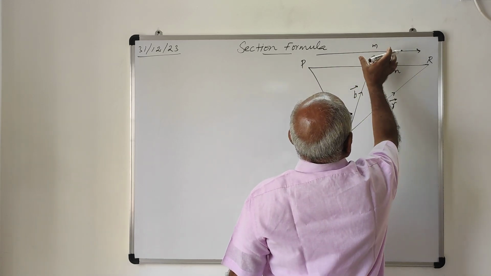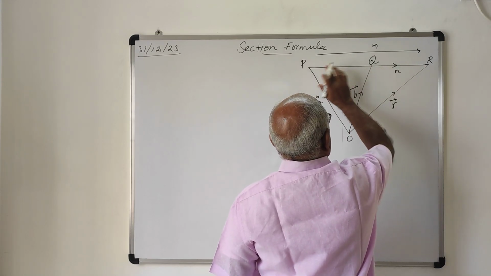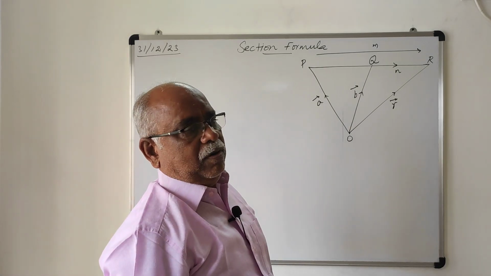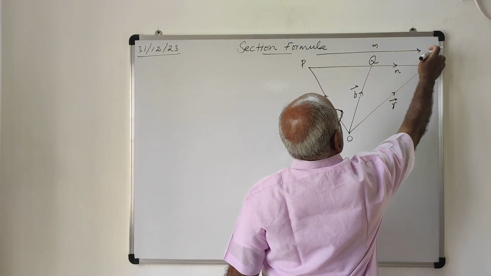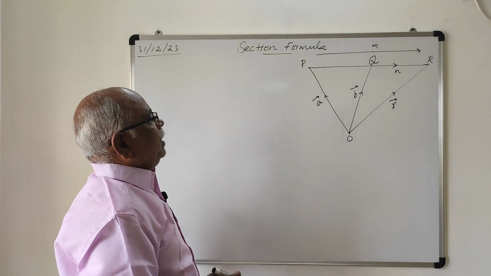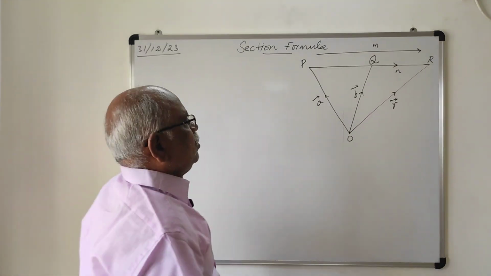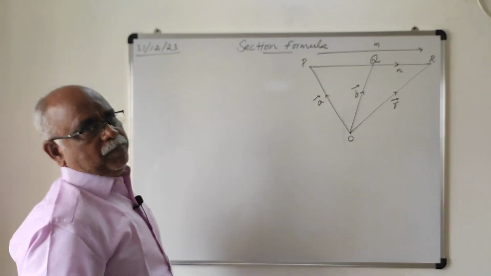The point R divides the line segment PQ externally. R is the external division of the line PQ in the ratio m:n. PR is m times and QR is n times, so the ratio is PR by QR. So R is the point. Now we have to find out the position of R which divides the line segment PQ externally in the ratio m:n.